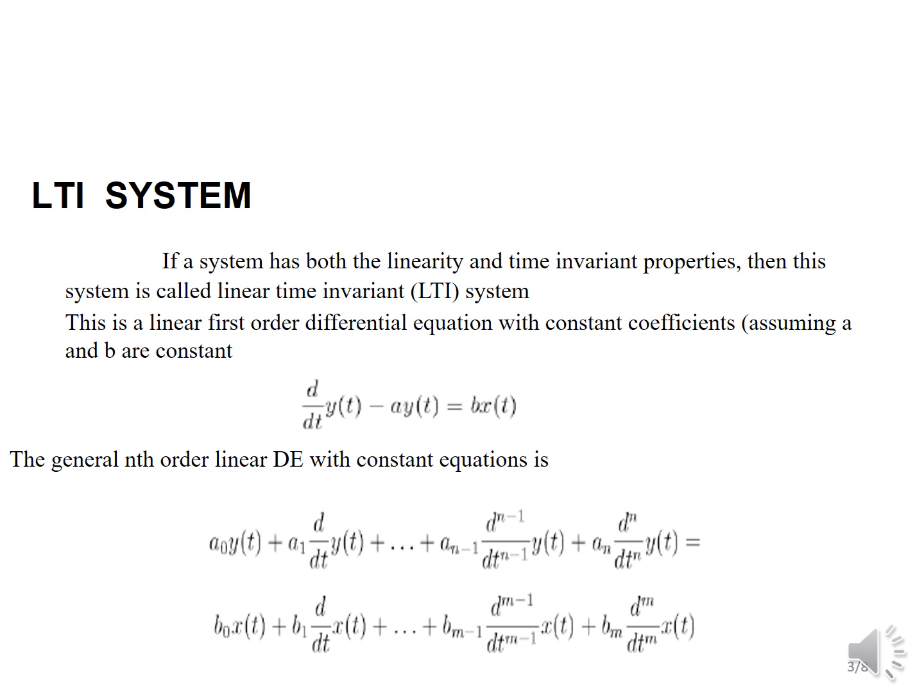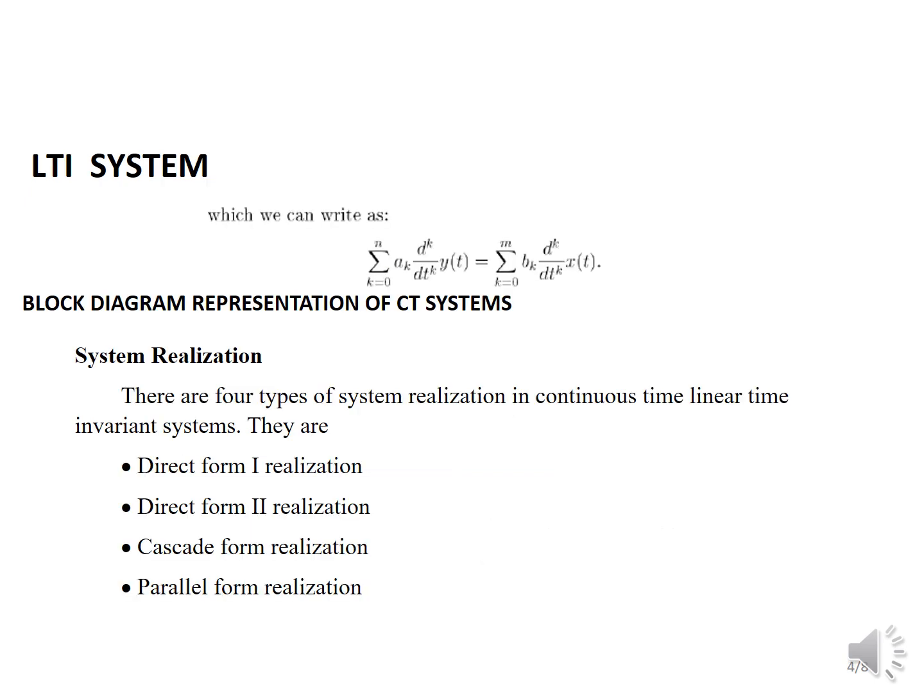This is a linear first order differential equation with constant coefficients, and a and b are constants. Therefore, this can be given by the first equation. And generally, the nth order equation can be given like this. That is, a naught, by using this equation. This is the general form of the LTI system.